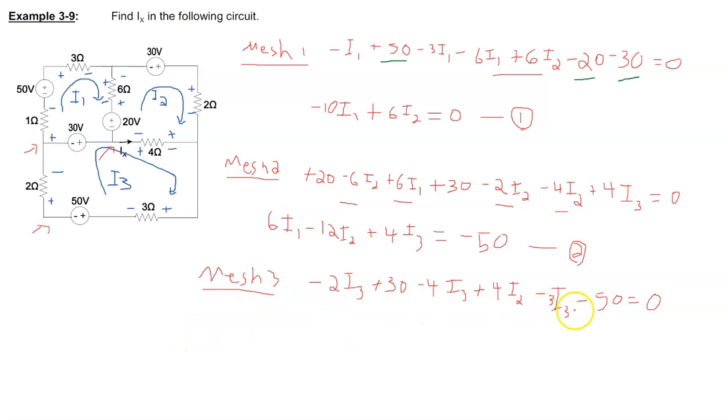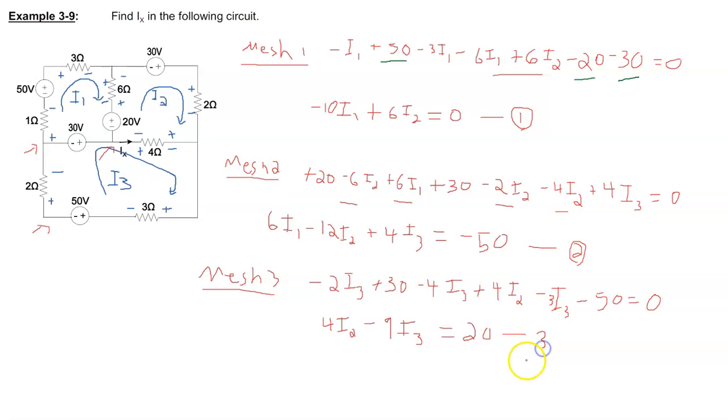Okay, so no I1 terms in this expression. One shared resistor, of course, with mesh 2, so we have 4 times I2. And of course, of the resistors that I3 passes through, 9 ohms, so minus 9 times I3 is equal to, we have a plus 30 and a negative 50, so that's negative 20. We bring that across the equal sign, it becomes plus 20. So we have 4I2, subtract 9 I3 is equal to plus 20.